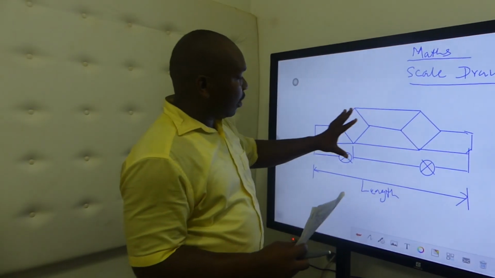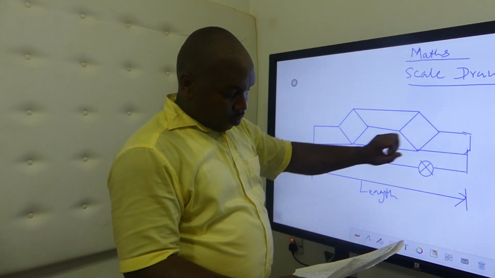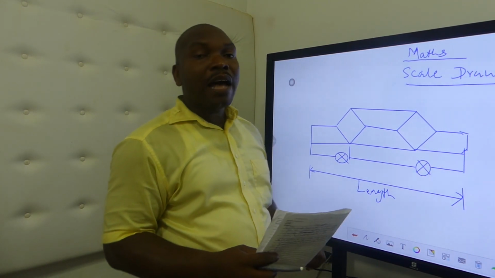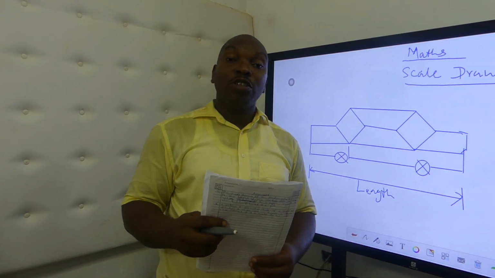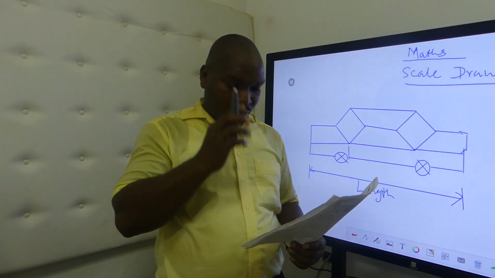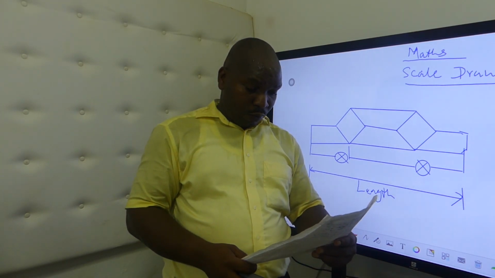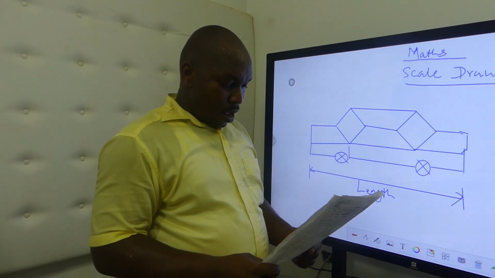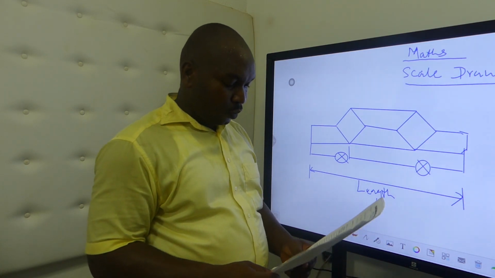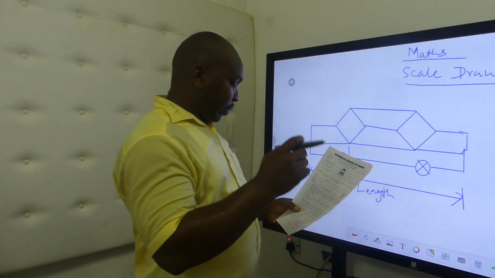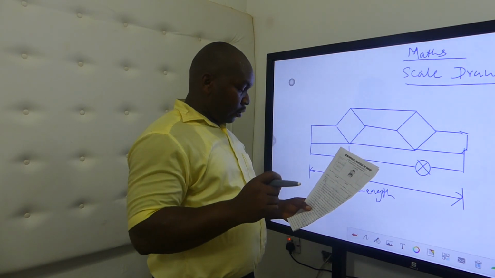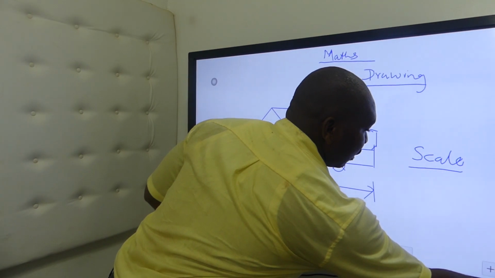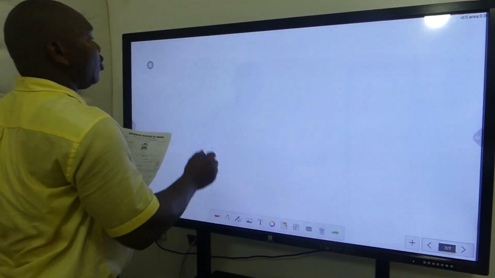So look at this now. Before we go into scale properly, one has to do some revision on proportion. Proportion. Now let's look at an example on proportion.